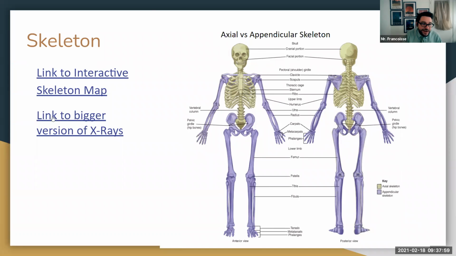This slide right here has all of the stuff that you need. It has the map, so you can find the bones. It has the bigger version of the X-ray, so you can actually do the analysis. And it has the labeled skeleton, so you can see axial versus appendicular. Cool.